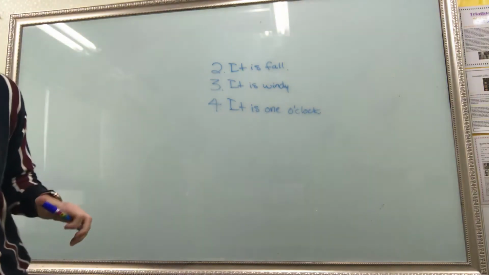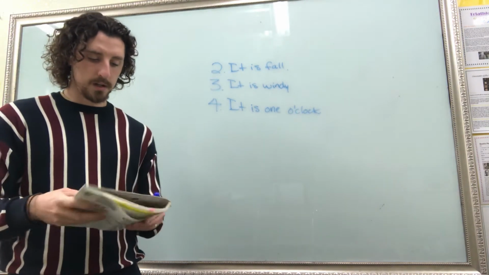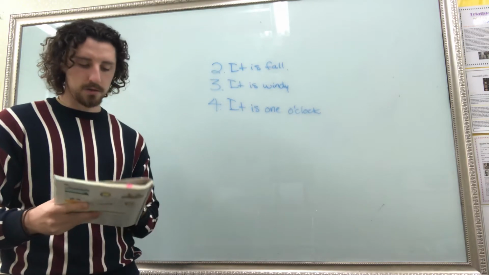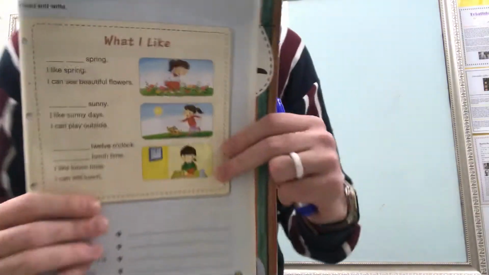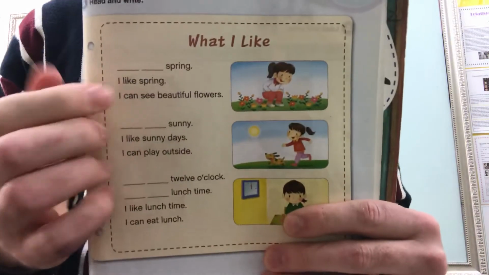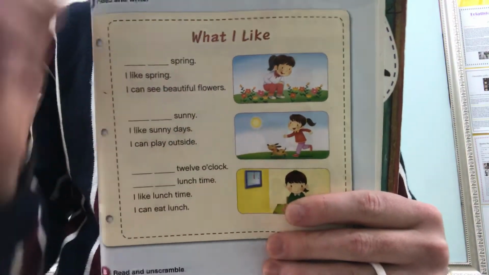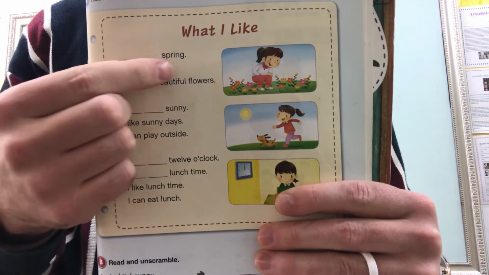So pause the video to make sure you have the right answers, but we are going to move on to the next page, 111, okay? So, if you look at 111, this one's easy. You guys can do this one by yourself. Read and write. Well, we're talking about a season and saying what season it is. So we're going to say, it is spring.